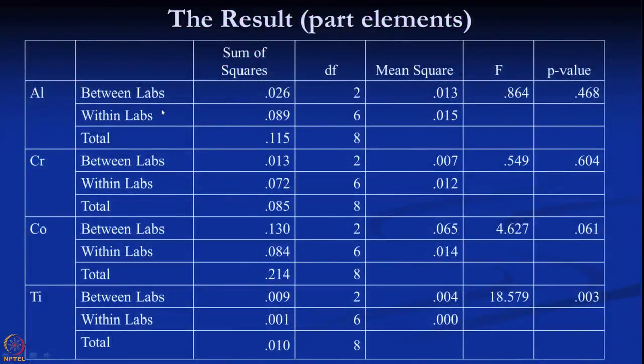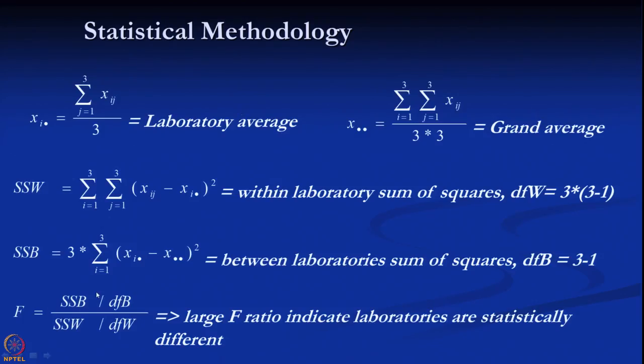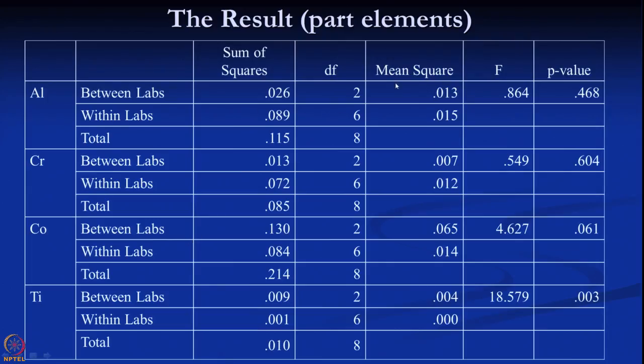So, for example, for the element aluminum, we have the between-labs sum of squares, which is given here. Its degree of freedom is 3 minus 1, which is 2. Mean square is this. Please remember, we have to divide the sum of squares by the degrees of freedom, that is why we call it a mean square. Within laboratory is so much, with 6 degrees of freedom, and the mean square is so much. If you take the ratio of these two, it is 0.864. This is what I called the F value. Do not worry about the P value for the time being.